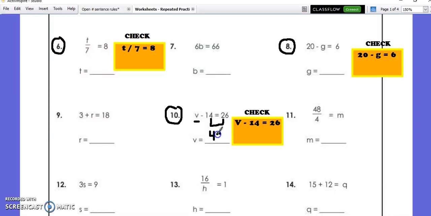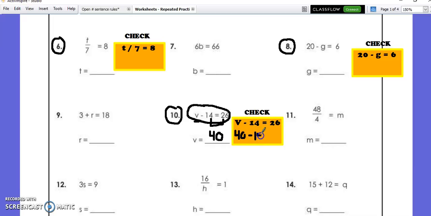I believe that v equals 40. Again, that's not enough for me. I want to make sure that you're checking each one. So rewrite v minus 14 equals 26. Not 14 minus v. It has to be exactly how it's written over here. The equation that I'm circling, the open number sentence that I just circled in black, the same exact way, and then plug in 40 for v. Check with your calculator.